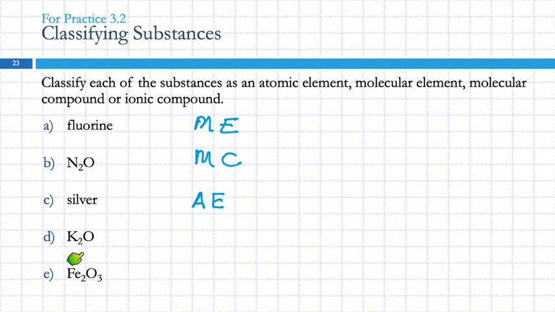How about this one, K2O? That's an ionic compound. Potassium is a metal. How do you know that? Well, you find it on the periodic table. It's way over on the side with the metals. First element is a metal, boom, ionic compound. Doesn't matter what's after it. How about Fe2O3? Also an ionic compound. Okay, any questions about that?